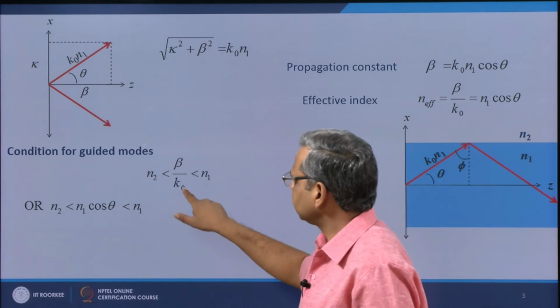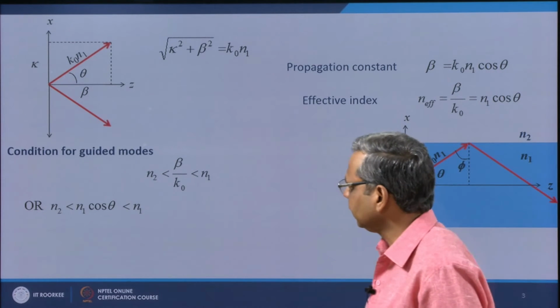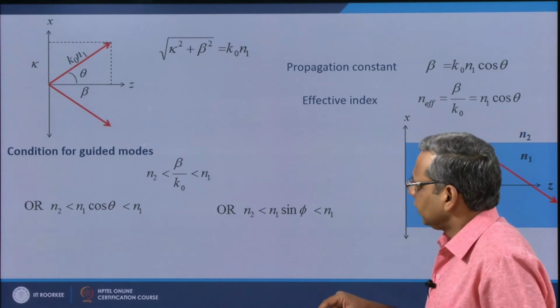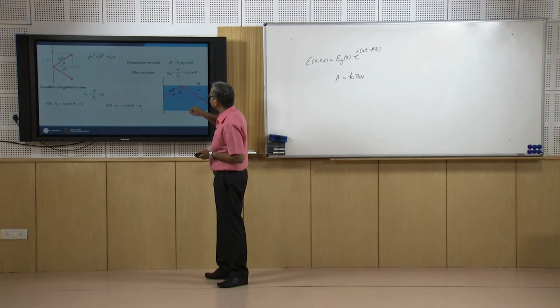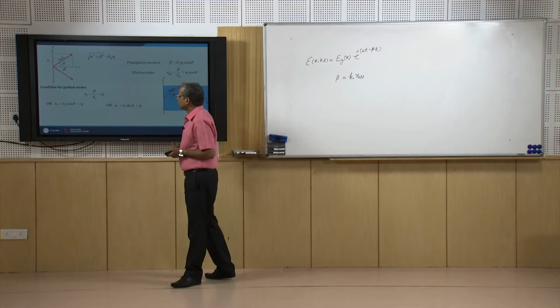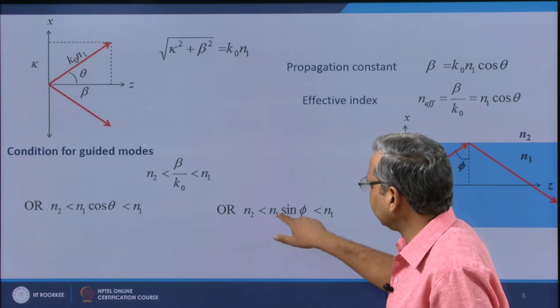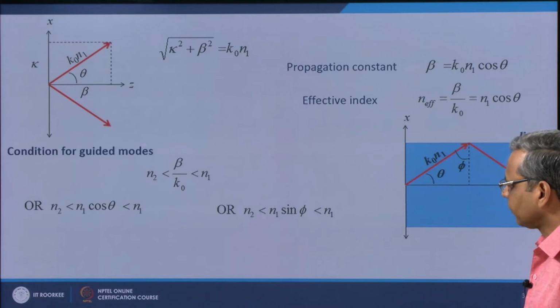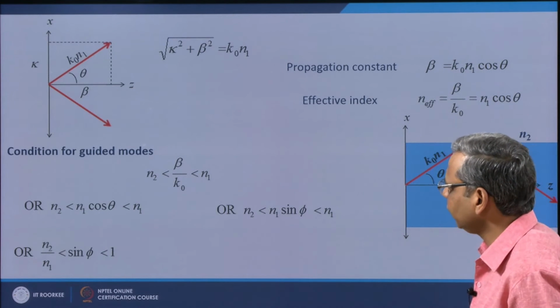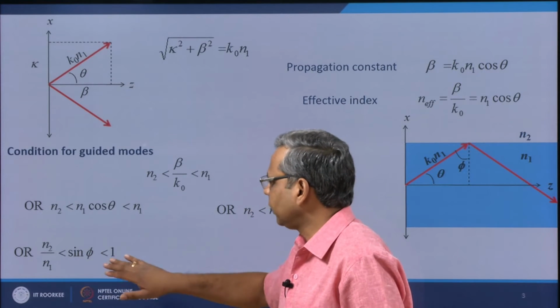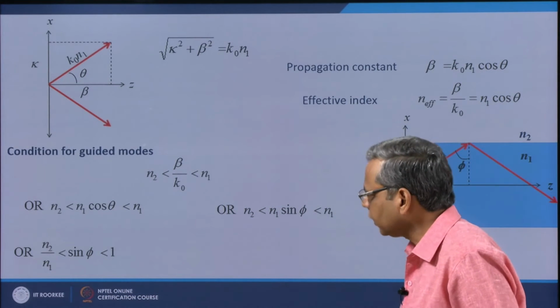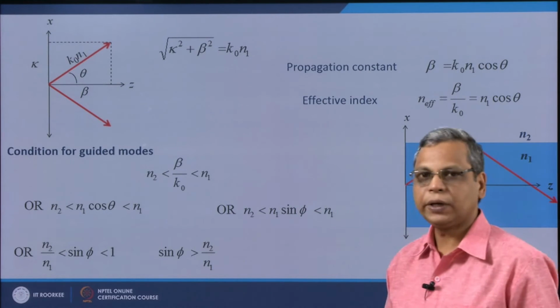So, if I replace beta over k naught by N1 cos theta, this cos theta is nothing but sin phi, if phi is the angle which the plane wave makes with the normal to the interface of the N1 and N2 regions. Then N2 is less than N1 sin phi, which is less than N1. Let me divide the whole thing by N1. So, this gives me N2 over N1 is smaller than sin phi, which is smaller than 1, or sin phi is greater than N2 over N1.